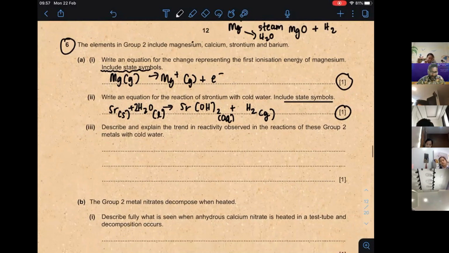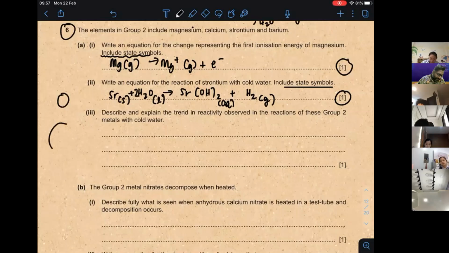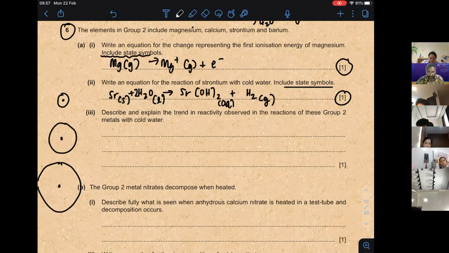As you go down, please remember the size is going to increase. When the size is increasing, if you look at the electron also, the ionization energy is going to become lower. Why? Because it's easier to release the electron, because whatever electrons they are further away from the nucleus. So less attraction. So in group 2, we are talking about the metals' ability to lose electron. So we look into the ability to lose electron.